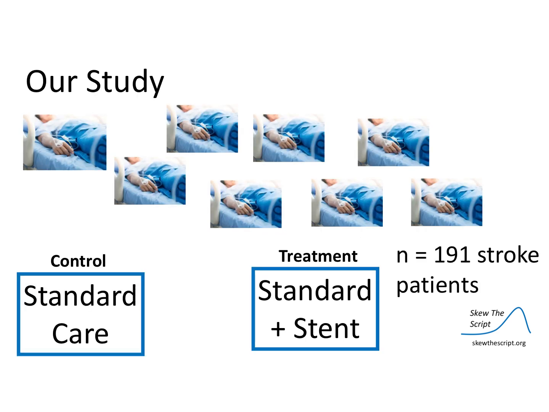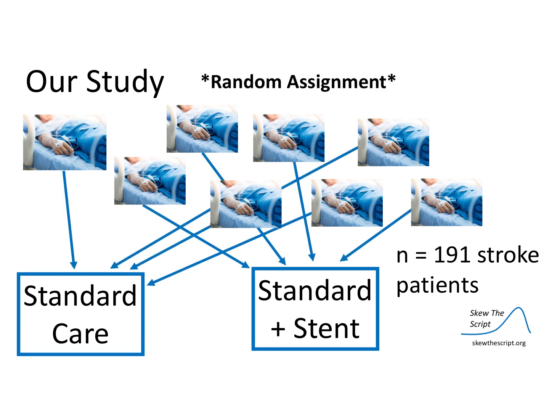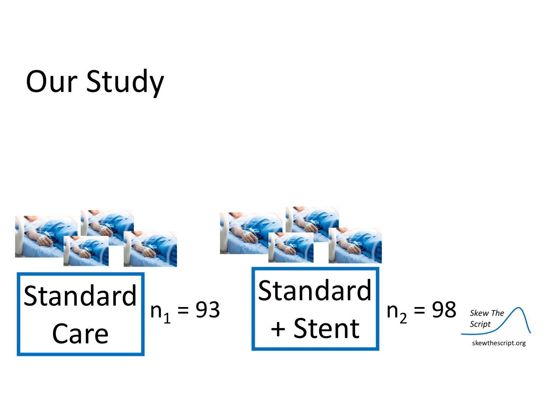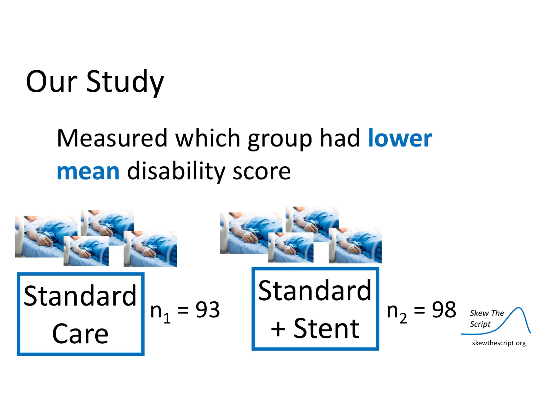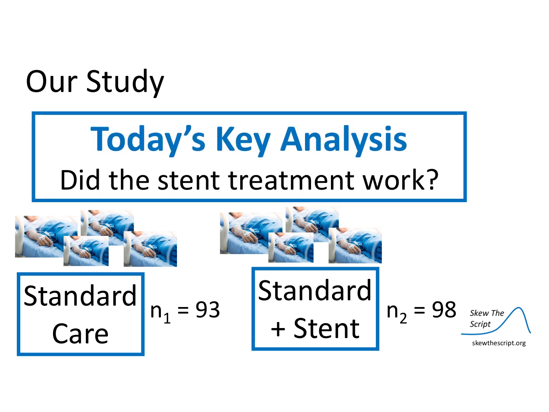So for the study, let's say we have a control and a treatment: standard care, and standard care plus a stent. We have 191 stroke patients. Those should be randomly assigned. After random assignment, standard care would have 93 participants. Standard care plus the stent would have 98 participants. Then we can measure which group had a lower mean disability score. So today's key analysis will be, did the stent treatment work?